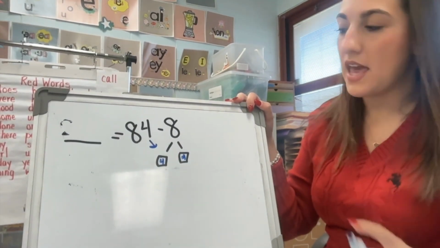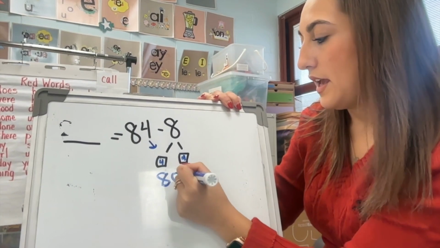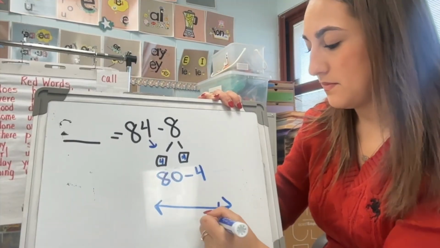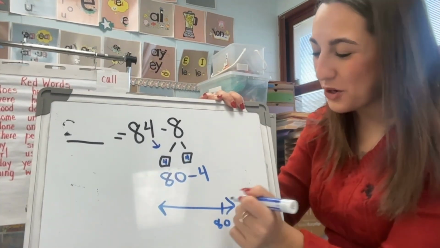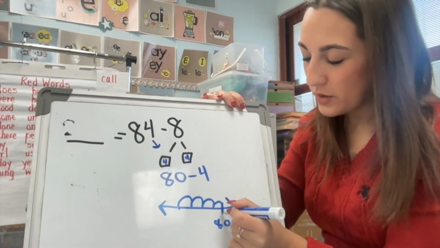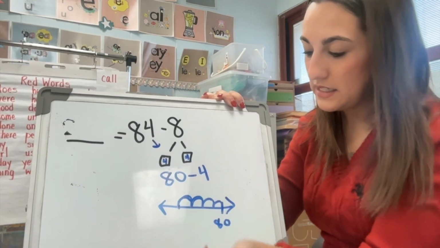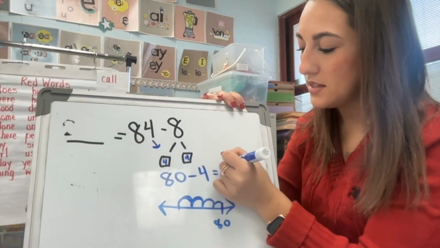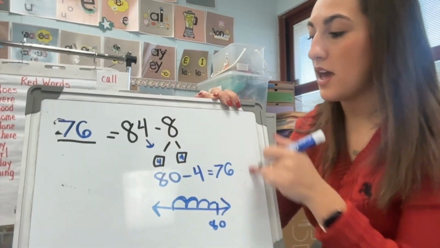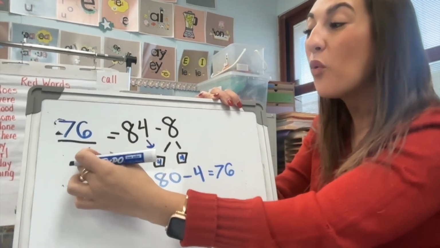Now we're going to do the same thing. I have 8 tens, which is 80. 80 minus 4. Make an open number line. 80. I'm going to go back 4. 1, 2, 3, 4. So I have 80, 79, 78, 77, 76. My number is 76. That's my difference. Did it change the way that I did my problem? Did it change the way that I did my strategy? Absolutely not.